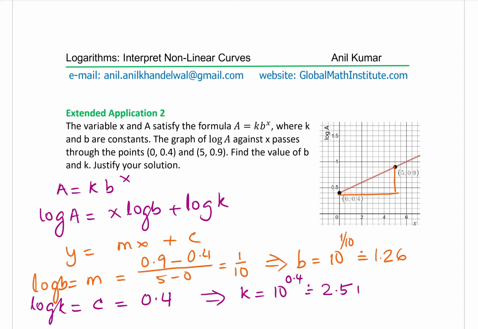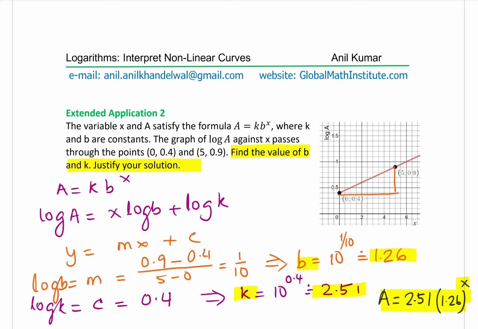Let's rewrite the relation now. a is equal to k, which is 2.51, times b, the value of which is 1.26, to the power of x. So that becomes your relation. Perfect. And we have both the values as required, where the value of b is 1.26 and the value of k is 2.51. Perfect. So that is how you're going to solve this.